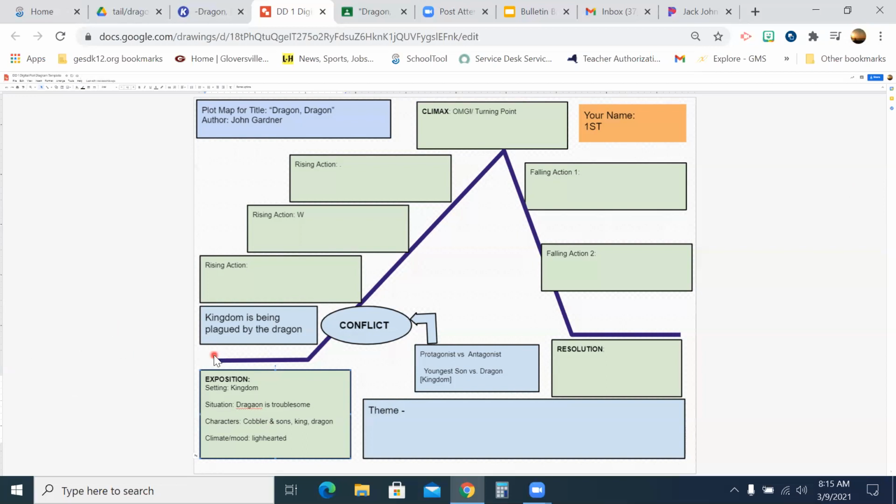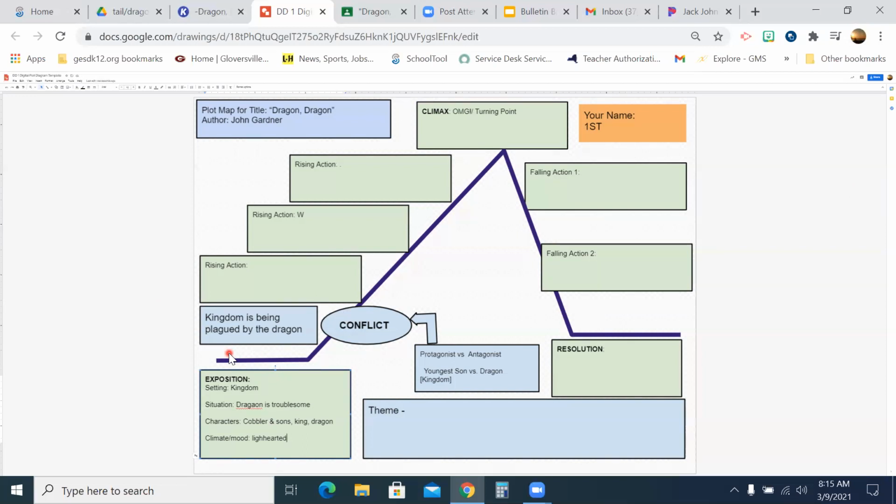Okay, so we've got the exposition filled in. Does anybody remember what I said is an easy way to fill in plot diagrams? What should you do first on the diagram itself? Did anybody pay attention to anything last week?